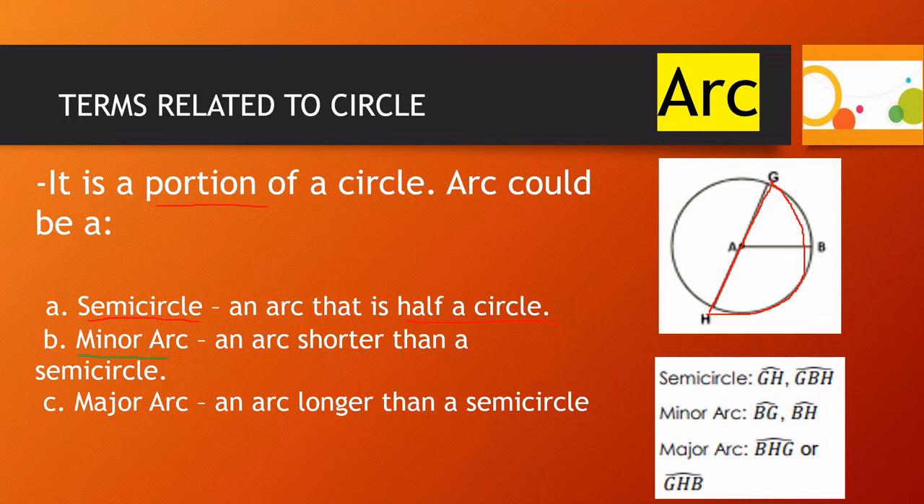Or it could be a minor arc. When we say minor arc, an arc shorter than a semicircle. So that is arc BG and arc BH. Next, it could be a major arc. When we say major arc, an arc longer than a semicircle. So that is arc BHG. Okay?